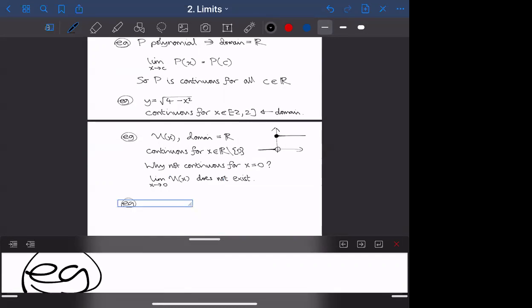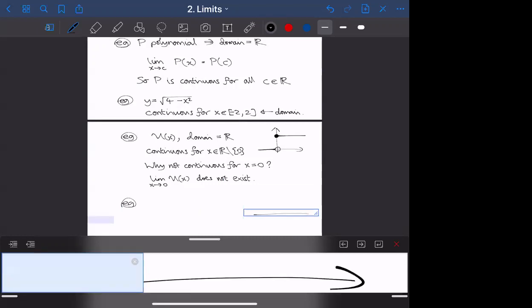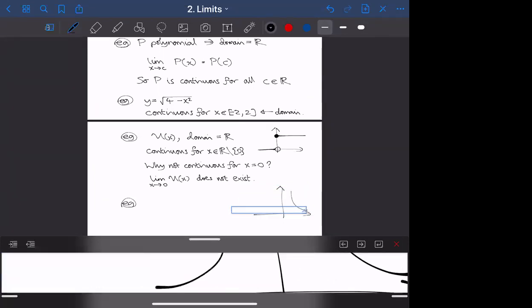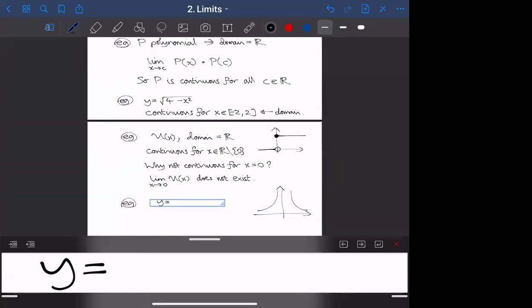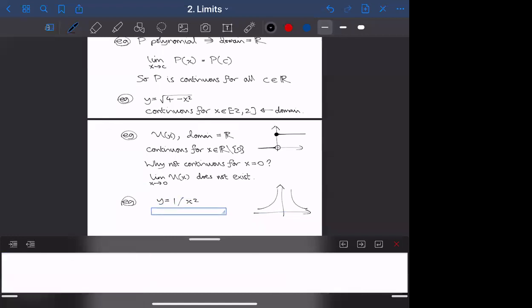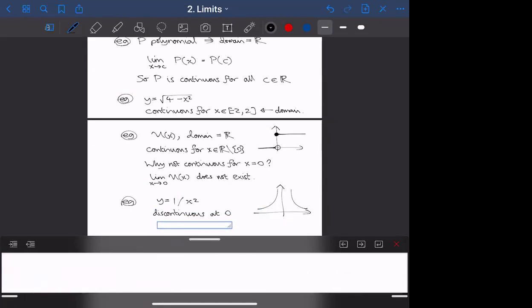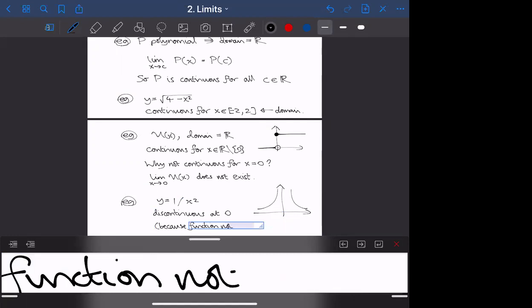So just one more example. Now, if I take y equals 1 over x squared, this is discontinuous at 0, because the function is not defined: 1 over 0.